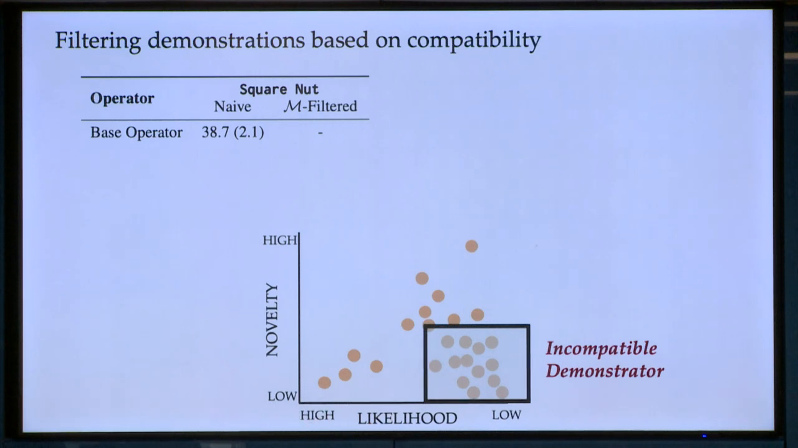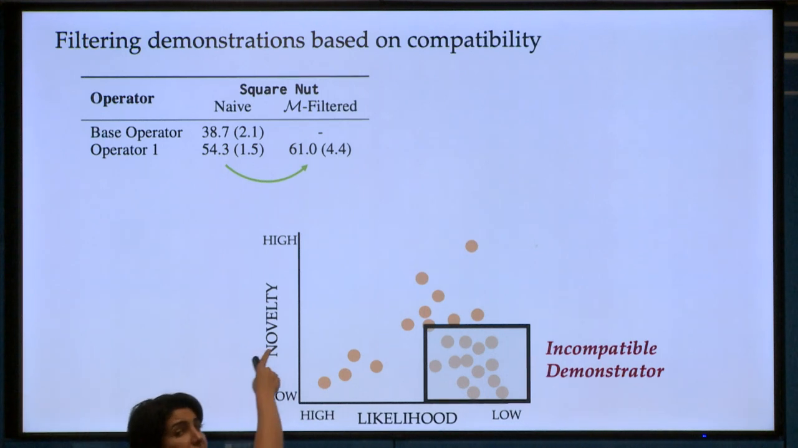So here we are looking at, let's say, this square knot task from RoboMimic. We have a base operator. Base operator is at 38% success rate. Operator one, it's actually from the same data set. If you have operator one and just use it naively, it actually increased performance to 54% because you added more data. Operator one is actually one of the experts in this task.